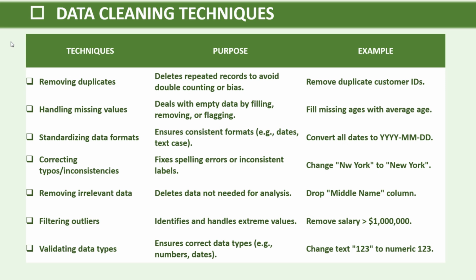Now, the next thing is filtering outliers. When you identify extreme values like the values greater than $1 million and all like that, you have to put them in the same format, the same arrangement, so that one will not be longer than each other and all like that.